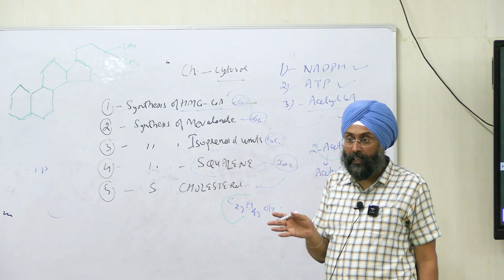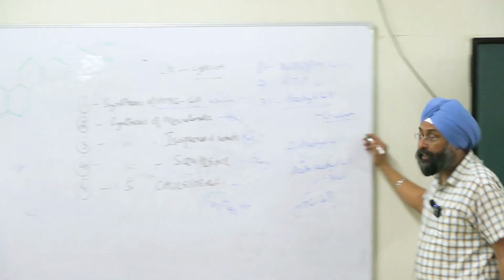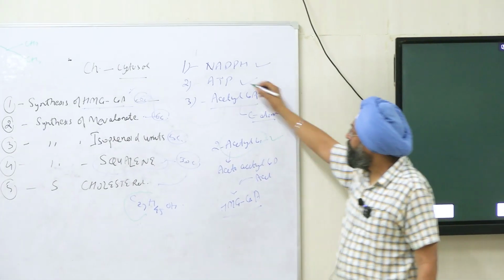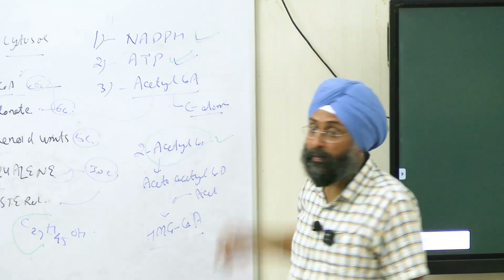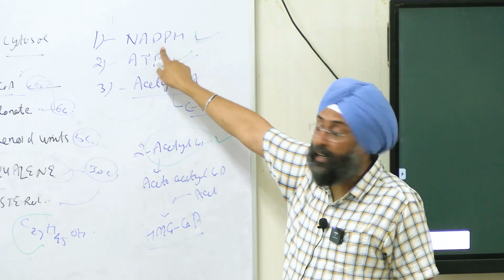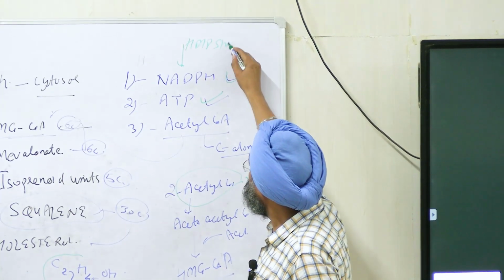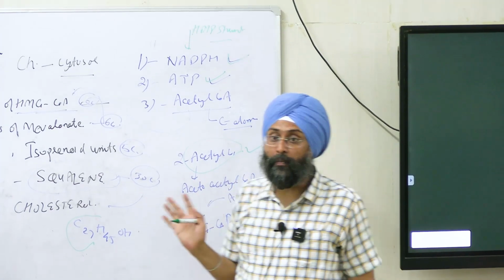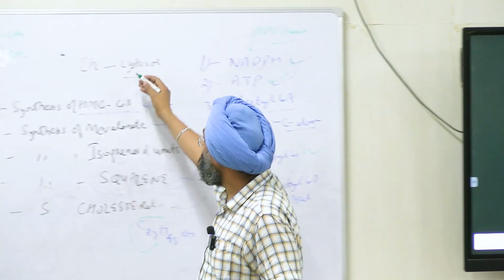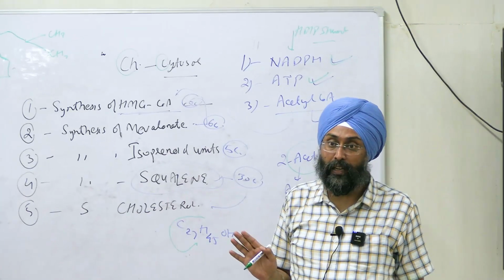So raw materials were 3. For the building of carbon atoms we use acetyl CoA. For energy we use ATP. For reducing equivalents we use NADPH. From where will you get NADPH? You get it from the HMP shunt. And how to remember the compartment of the cell? C for cholesterol and C for cytosol. It happens in the cytosol.